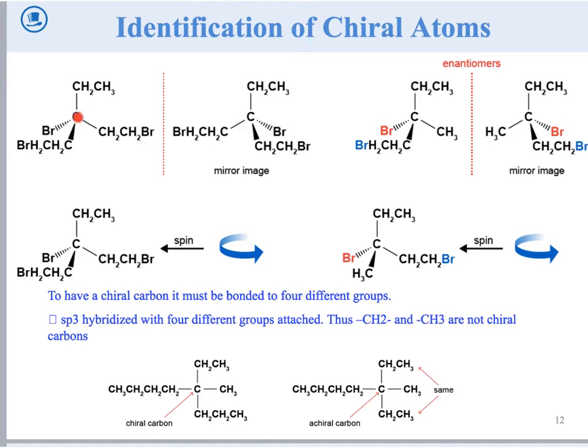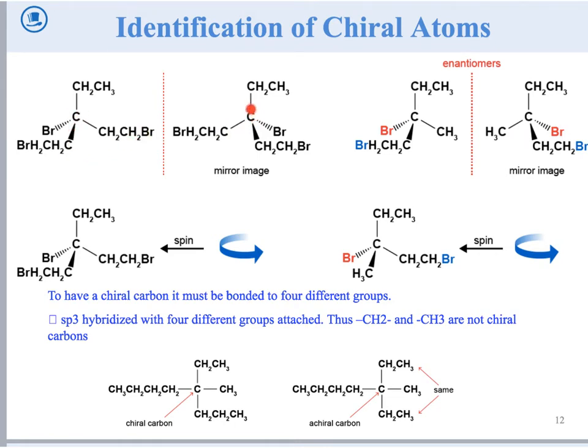So let's look at this carbon. This carbon has a bromine, and it has a CH2 bromine. These two groups, these two substituents, are exactly the same. This is not an asymmetric carbon. It has two of the same groups.